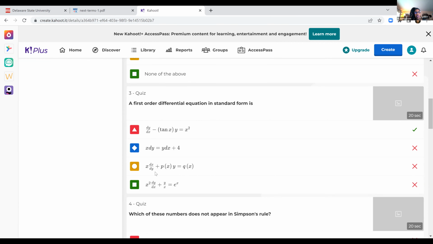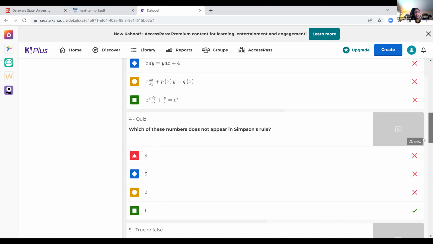They saw the p of x, y equals q of x, but none of this first part was correct. The second one still had an x squared in front of, I'm sorry, the last one had x squared in front of dy/dx, so that one didn't work. And this one definitely, x dy is equal to y dx plus 4, was definitely not in the right form. But the first one, p of x is just minus tangent x, and then q of x was just x squared. So that was the answer to that one.